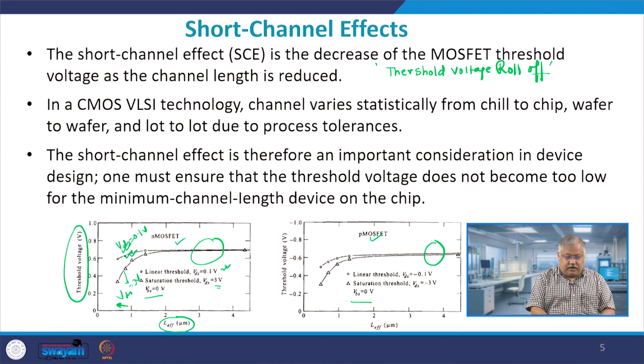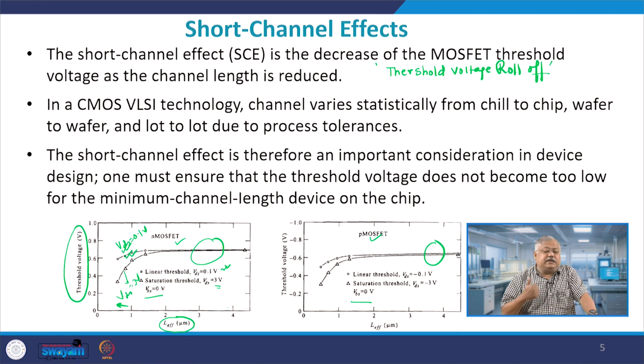So, when you reduce the channel length, you will have this roll off taking place. Interestingly, for the linear threshold roll off, when your VDS is kept at 0.1 volt in the linear region of operation, the roll off is smaller, but if your VDS is larger, your roll off is also larger. We will come to that later on when we discuss the DIBL effects, but just for information's sake, when you are biasing your device in the saturation region of operation, the roll off is much larger. First observation.